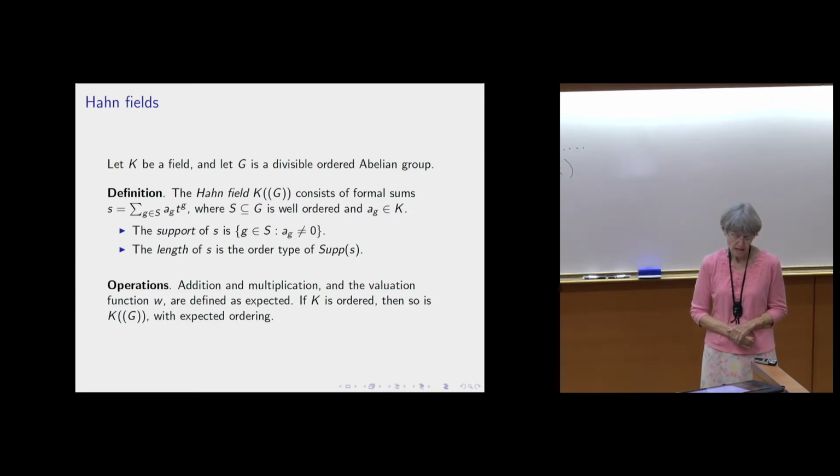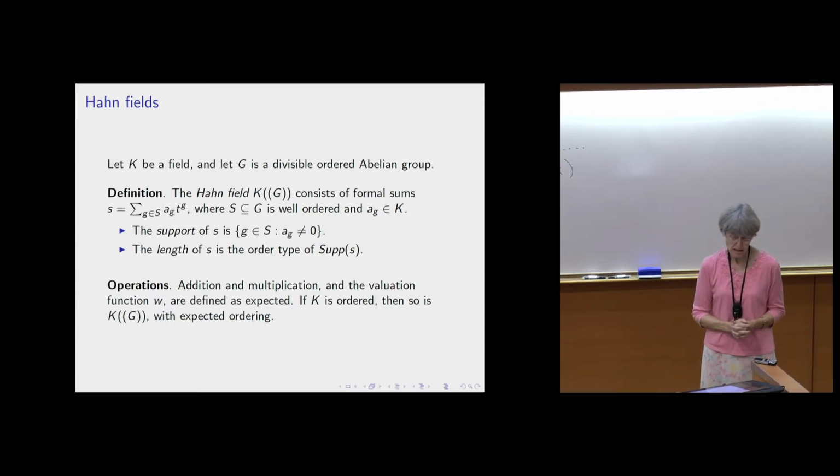So there's some terminology. The support of an element is the set of group elements such that the coefficient is non-zero, the set of group elements that actually matter in the Hahn series. And then the length of the Hahn series. For Puiseux series, it was either finite or we went omega length. But now we could go to some other ordinal. The order type of the support is the length.